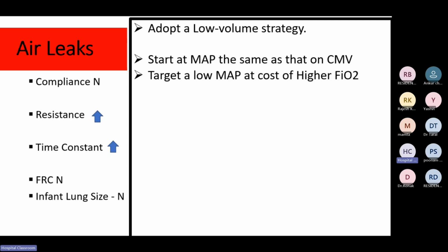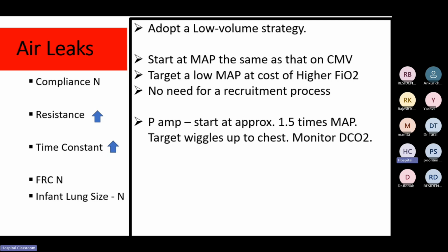Okay, these are the conditions where you should not reduce FiO2 at the cost of pressures. You have to accept a higher FiO2. You have to accept a higher PaCO2 also. And definitely there is no need for a recruitment process, because already you have an injured lung, and you start with an amplitude around 1.5 times the mean airway pressure, and then monitor subsequently.